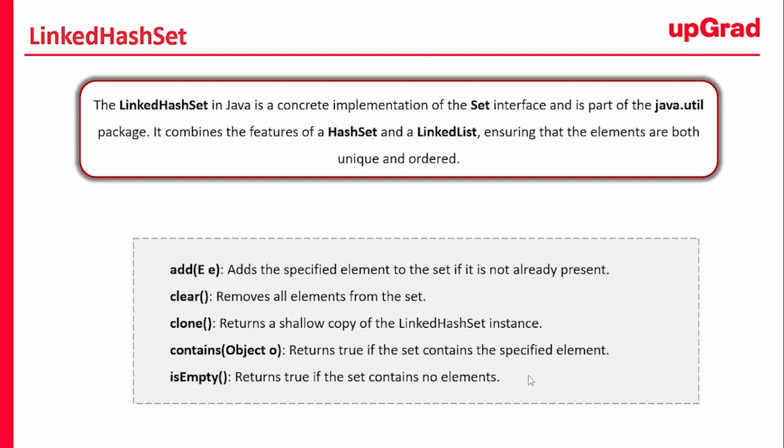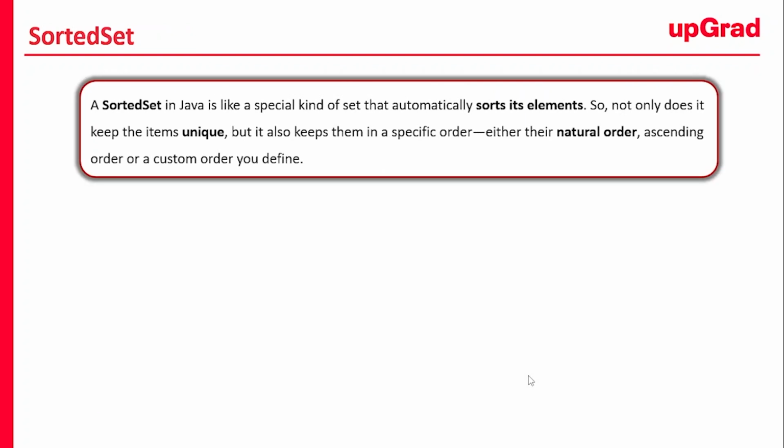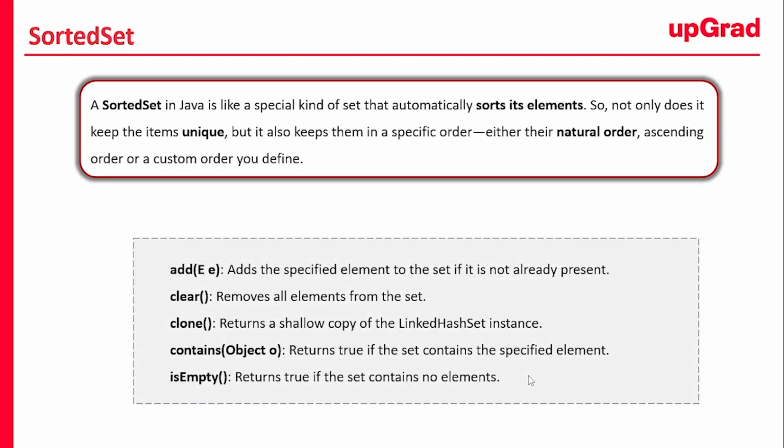Now let's discuss SortedSet. A SortedSet in Java is a special kind of set that automatically sorts its elements. Not only does it keep the items unique, but it also keeps them in a specific order, either in natural ascending order, or a custom order you define. It includes methods like first to get the smallest element, last to get the largest, and subsets like headSet and tailSet. These are some methods, and some of the other methods are on the screen.